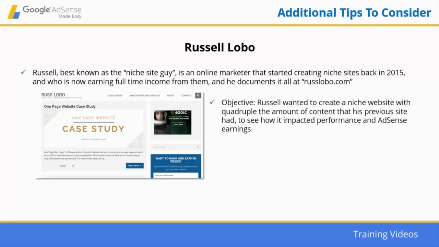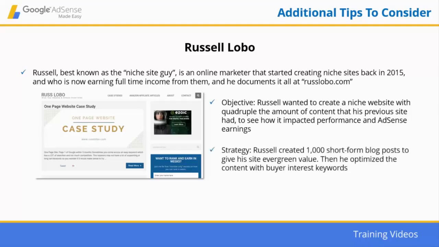Objective: Russell wanted to create a niche website with quadruple the amount of content that his previous site had, to see how it impacted performance and AdSense earnings. Strategy: Russell created 1,000 short-form blog posts to give his site evergreen value. Then he optimized the content with buyer interest keywords.